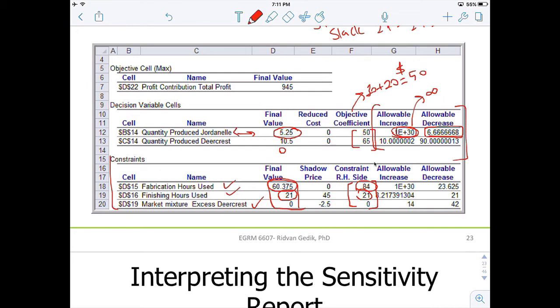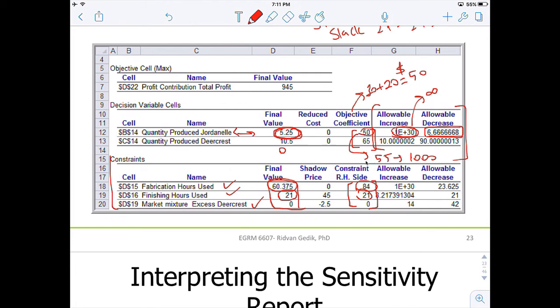So if you make this, for example, 50 to, let's say, 55, the optimal solution is going to stay the same. Okay. If you make this 1000, again, this value is going to be the same. Okay, it's not going to change.